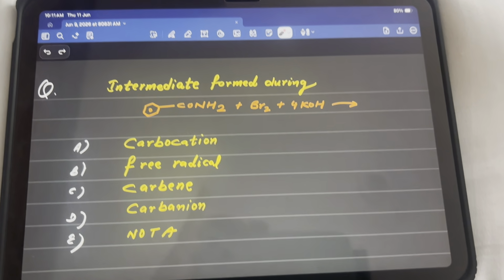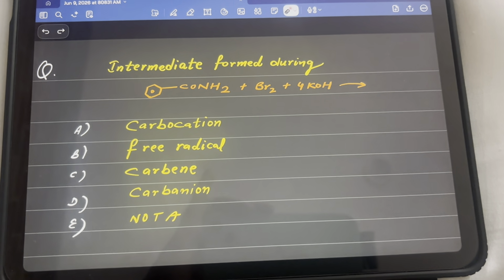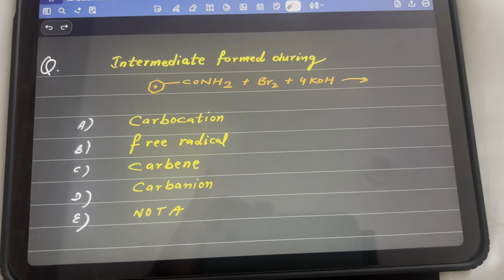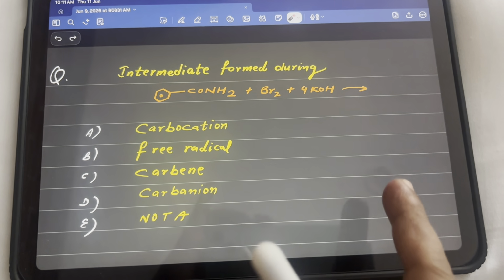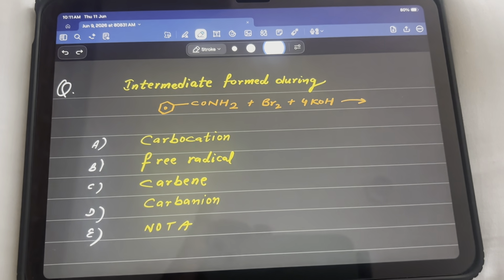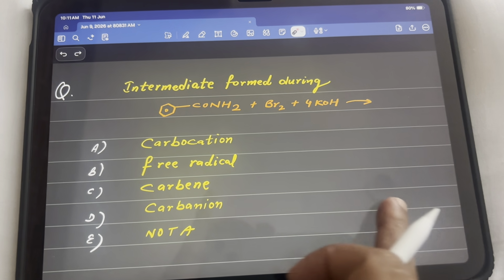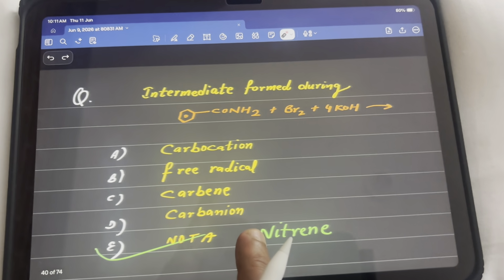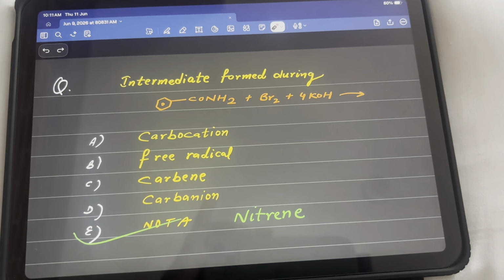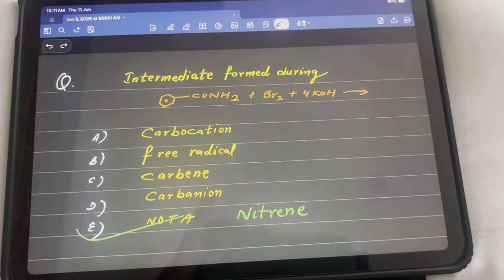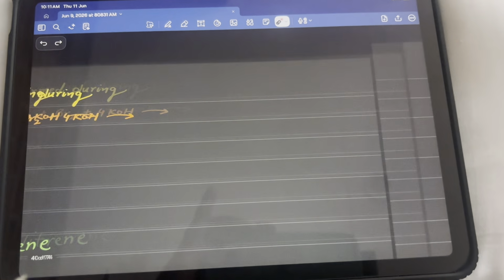Another question on your screen. See this question, my dear students. Yes, it is Hoffmann bromamide degradation reaction. RNH2, 1 degree amine is the product. So none of the above, because nitrene, isocyanate, carbamic acid, these are the intermediates.